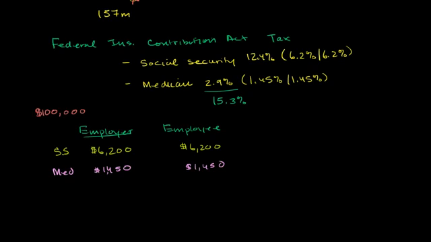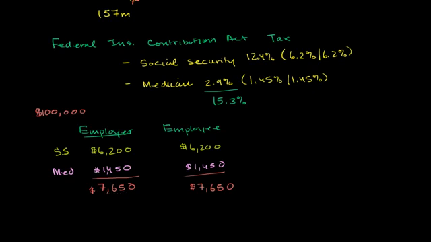So the total amount that is paid by the employer is $7,650 in payroll tax for this one employee, and the total amount by the employee is the exact same amount, $7,650. So just to be clear, if you wanted to hire an employee and pay them $100,000 in gross salary, you actually would have to set aside $100,000 and the $7,650.